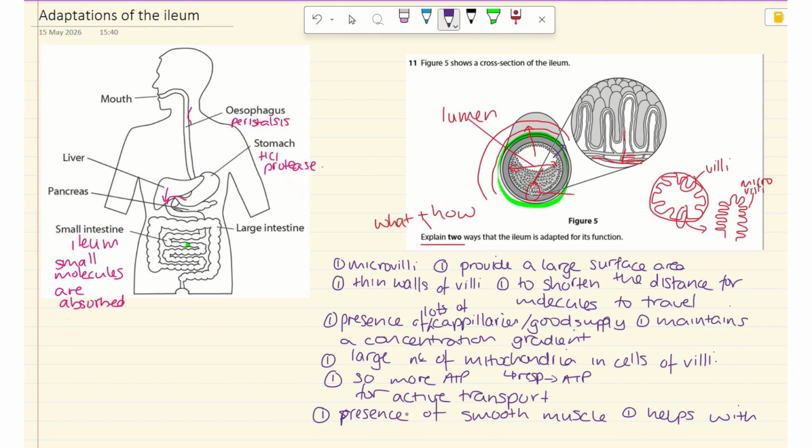Now, peristalsis is also going to be happening here because otherwise, how else is the food going to get through that massive long tube? Yeah, it's not just going to move by itself. It's going to need a bit of help with the walls of the ileum contracting just to move the food along, a bit like the esophagus. Okay, so we have smooth muscle, helps with the process of peristalsis. Those are your 5 adaptations of the ileum for the absorption of food.